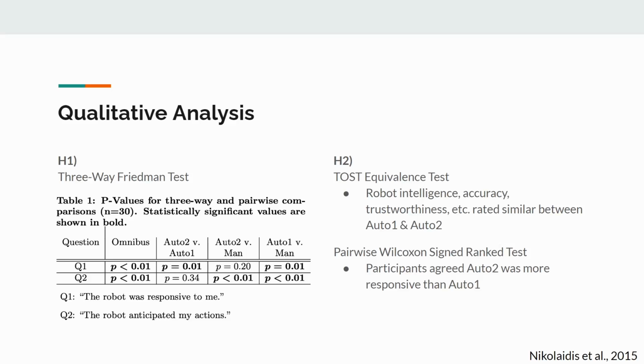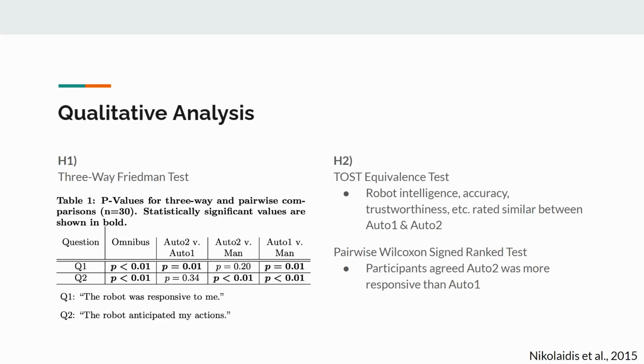From a qualitative standpoint, they use a 3-way Friedman test. You can take a look at the question 2 probabilities, and when p is less than 0.01, that is statistically significant. In that section, when you compare Auto 2 and Auto 1 relative to the manual method, p is more statistically significant, and question 2 is essentially asking, did the robot anticipate your actions? You can make the claim that manual control is less anticipatory based on that.